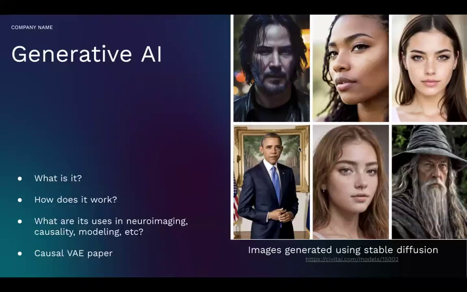So, as we know, generative AI is really popular now. It's really cool. It's exciting to see all of the cool stuff that it's doing. So I wanted to talk a little bit about generative AI. Like, what is it? How does it work? What are potential uses in neuroimaging, causality modeling, and stuff, and then just dive into the paper.